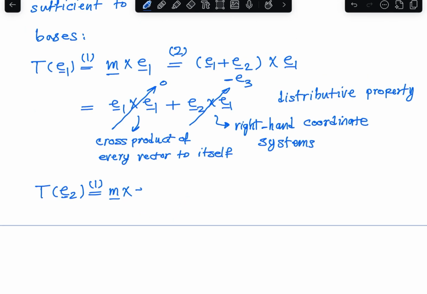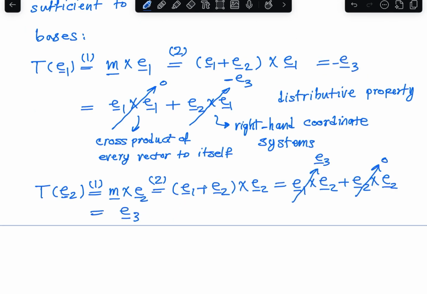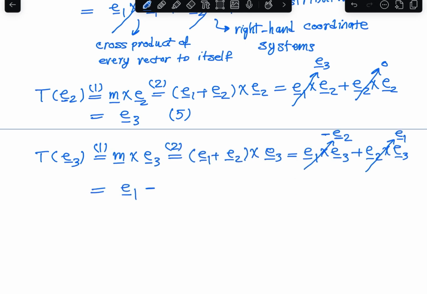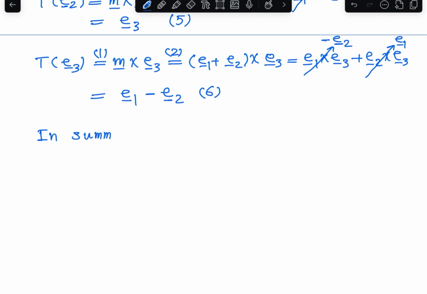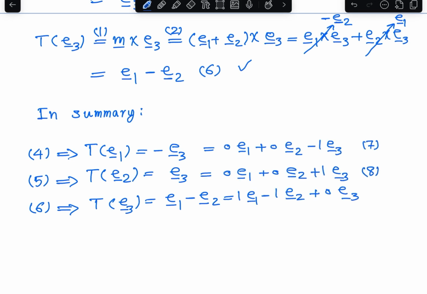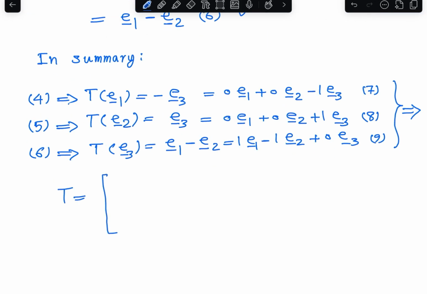In the same manner, the transformation of E2 is equal to E3, and the transformation of E3 is equal to E1 minus E2. In summary, we can write them as follows. Observe the way the components are placed in the matrix T.